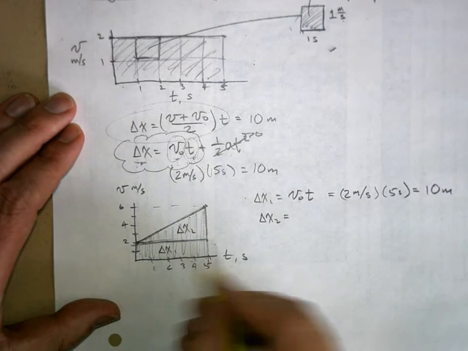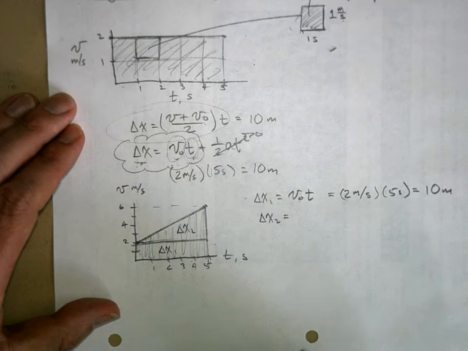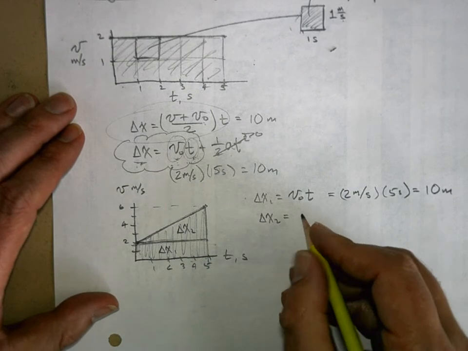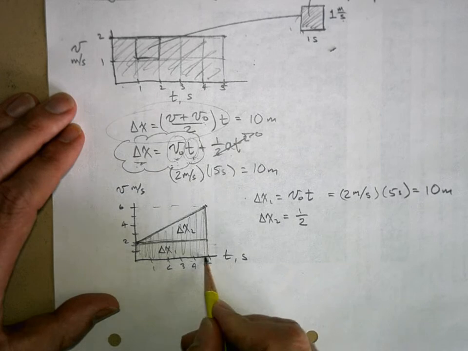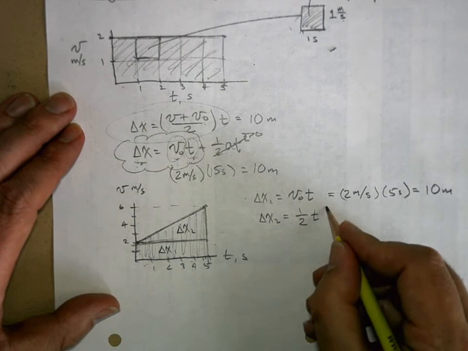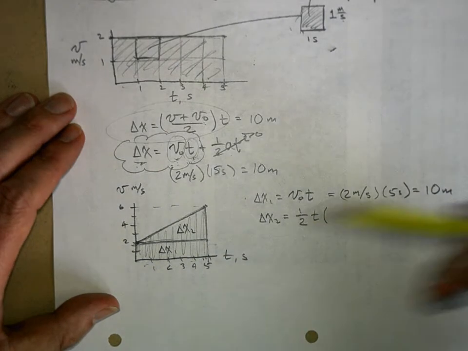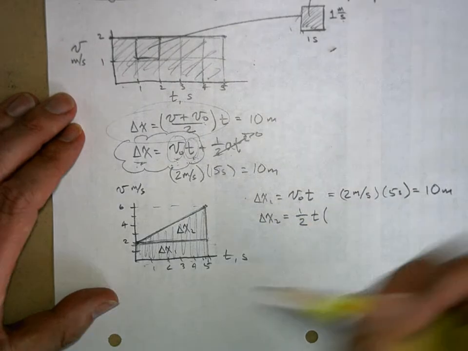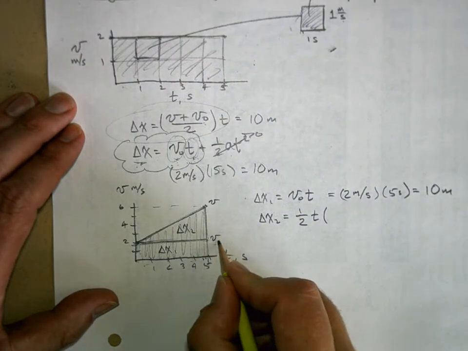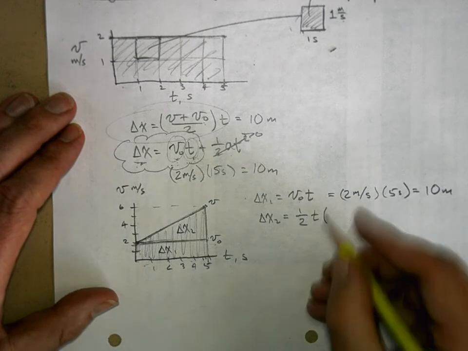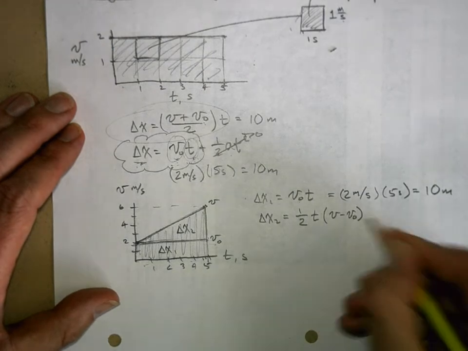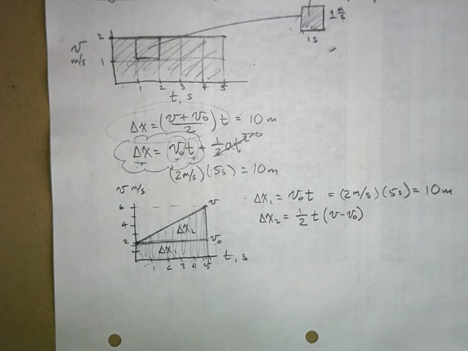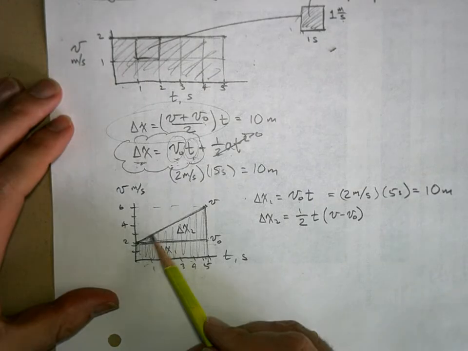Now delta x2, this is a triangle. And what's the area of a triangle? It's 1/2 the base times the height. So that's 1/2 the base, we'll just call it t. And what is the height? Well, the height is from here to here. This is my final velocity, and this is v naught, so it's the difference between those two. And that gives me the area of the triangle here.